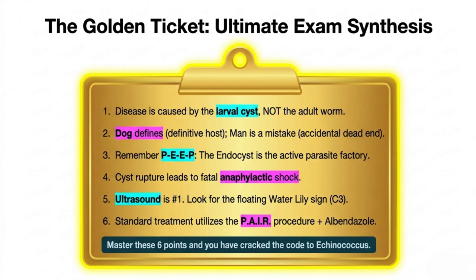Memorize those layers, especially that dangerous endocyst. Ultrasound and the water lily sign are #1 for diagnosis. And finally, rely on the PAIR procedure and albendazole for your treatment plan.